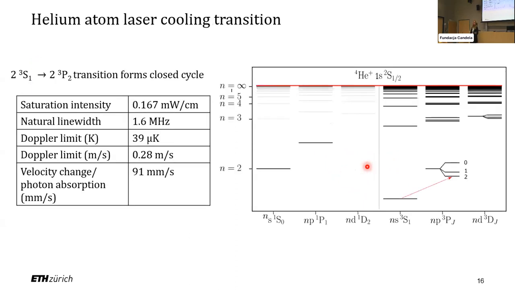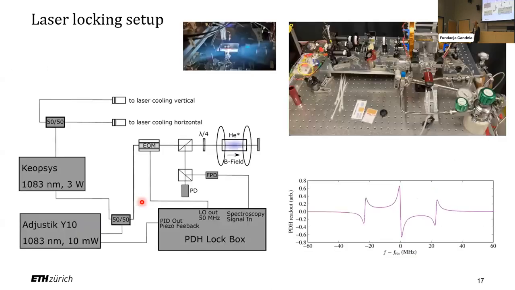Now, a few words about the helium atom laser cooling transition. We choose a transition connecting the triplet 2s to triplet 2p, which forms a closed cycle where we use the J equals 1 to 2 components. The Doppler cooling limit is on the order of 39 microkelvin, which corresponds to 0.28 meters per second transversal velocity, and this is quite low. So this would be a very good goal for us to achieve. The velocity change upon one photon absorption is only 91 millimeters per second, so we need a lot of scattering processes to laser cool efficiently.